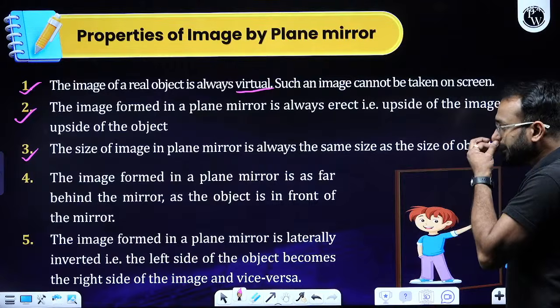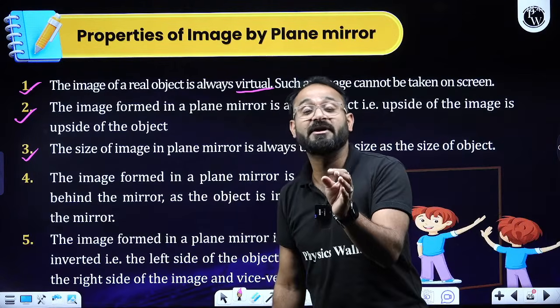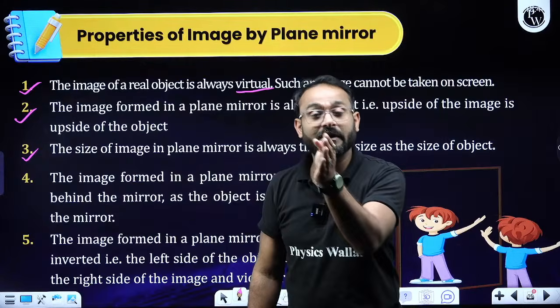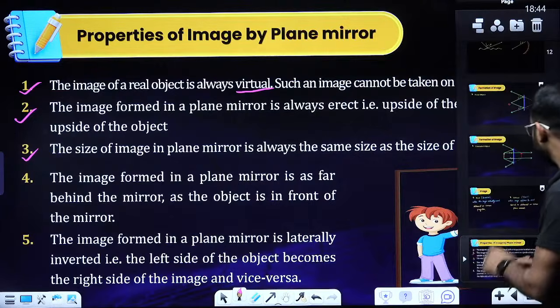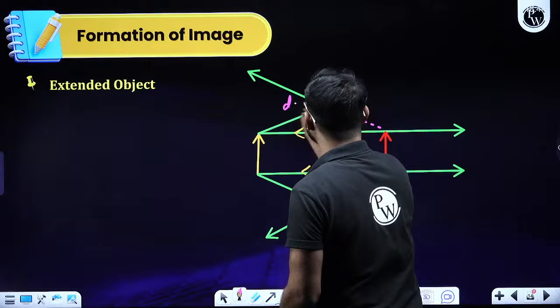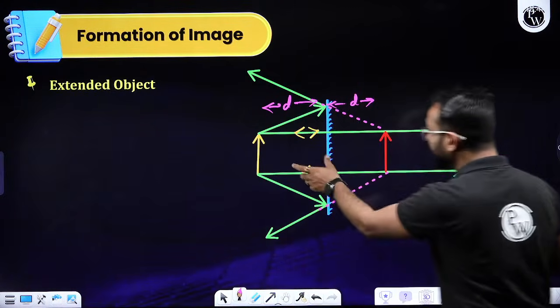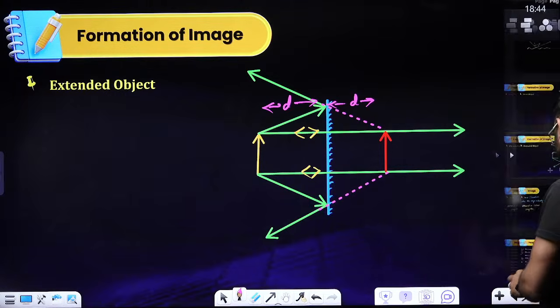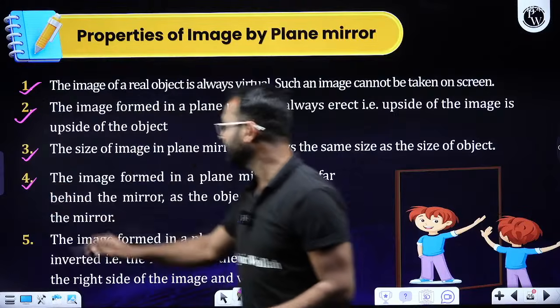The image formed in the plane mirror is as far behind the plane mirror as the object is in front. So the distance between the plane mirror and the object is equal to the distance between the image and the plane mirror. This distance d will be equal on both sides. That is point number 4.